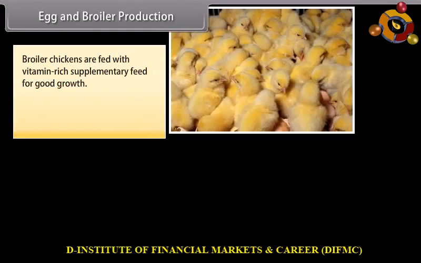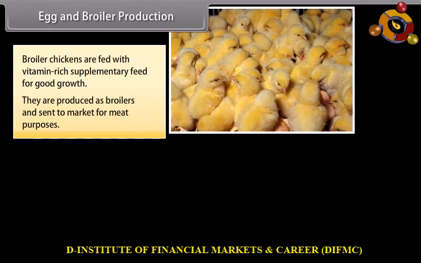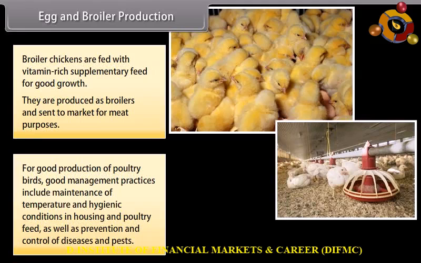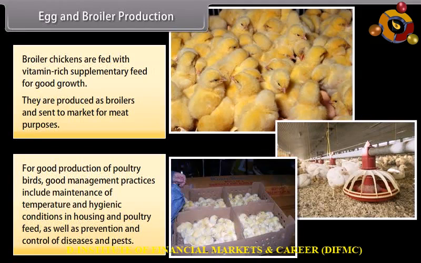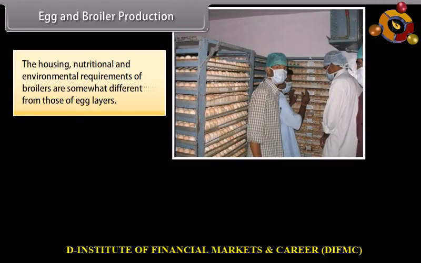Egg and broiler production. Broiler chickens are fed with vitamin-rich supplementary feed for good growth. They are produced as broilers and sent to market for meat purposes. For good production of poultry birds, good management practices include maintenance of temperature and hygienic conditions in housing and poultry feed, as well as prevention and control of diseases and pests. The housing, nutritional, and environmental requirements of broilers are somewhat different from those of egg layers.